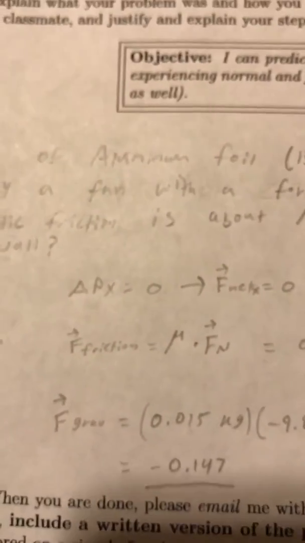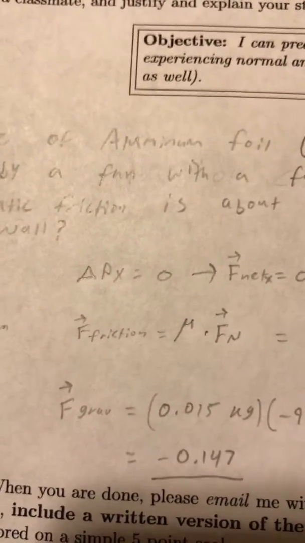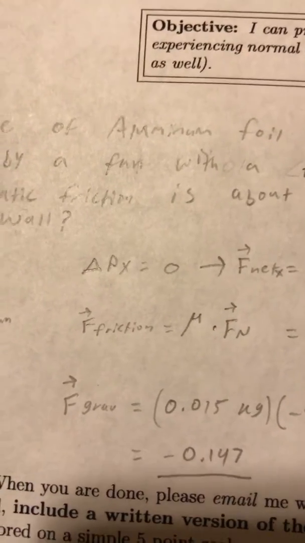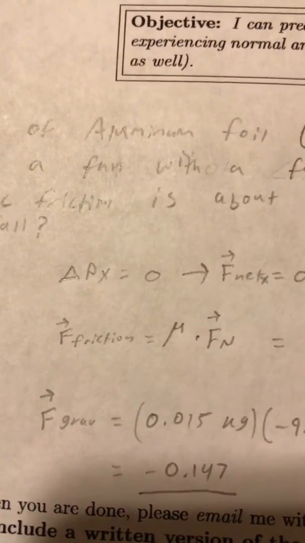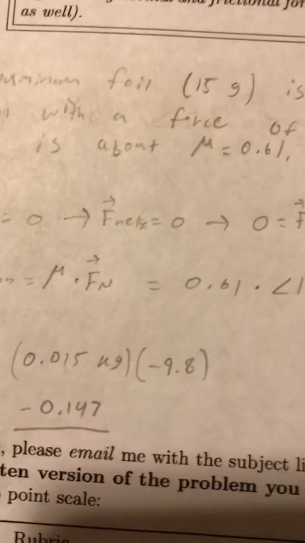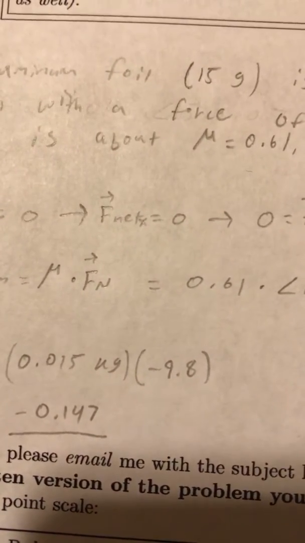So first off, we can assume that the change in momentum in the x direction is equal to 0 because the wall is stopping any movement in the x direction. Because of that, the net force in the x direction is equal to 0.